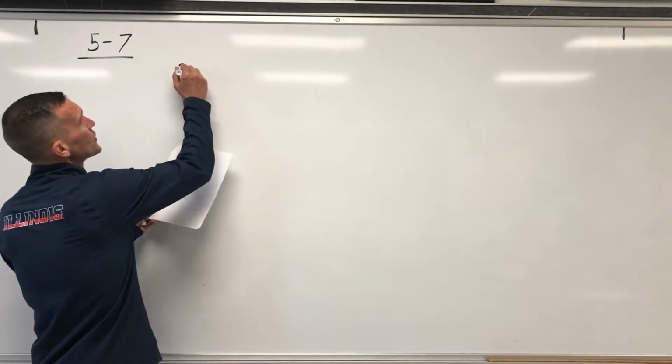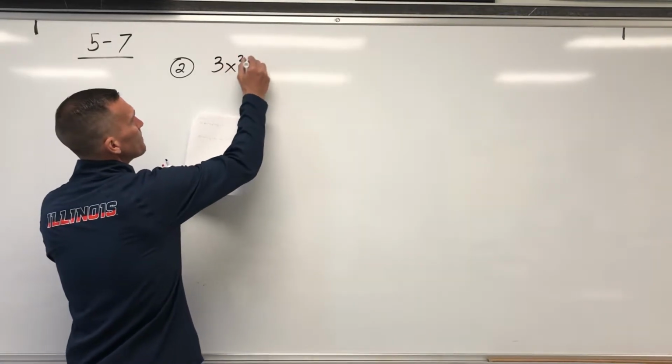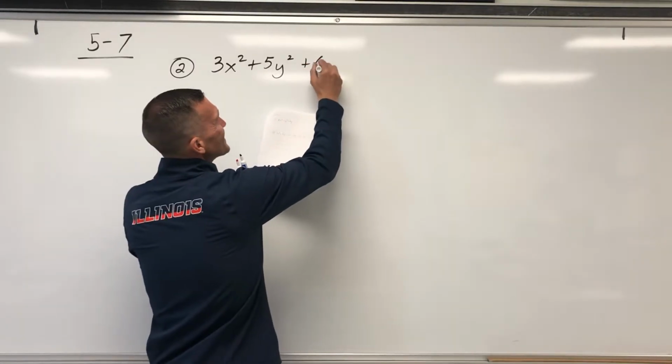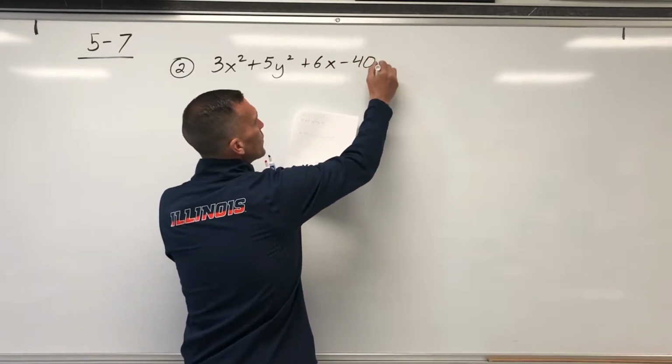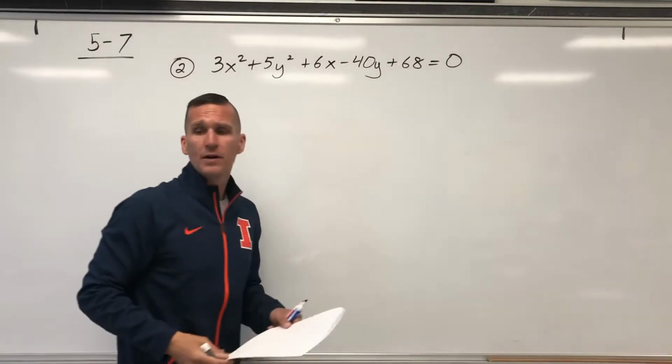All right, so here's number 2. But now we're going to have to do a lot more work. We have 3x squared plus 5y squared plus 6x minus 40y plus 68 equals 0.